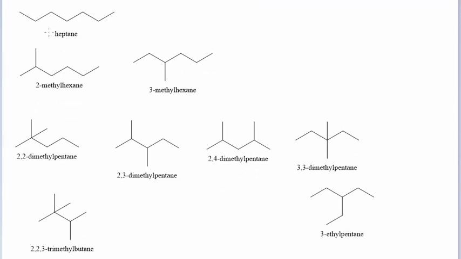And now we're looking for tertiary carbons. So heptane has a primary carbon here and a secondary carbon here, so it doesn't actually have any tertiary carbons, so heptane's out. 2-methylhexane has a tertiary carbon right here. Remember, a tertiary carbon is a carbon connected to 3 other carbons. Similarly, 3-methylhexane has a tertiary carbon here.